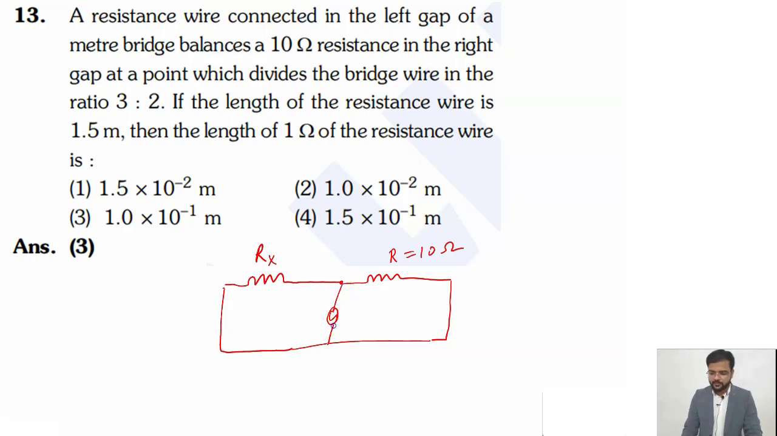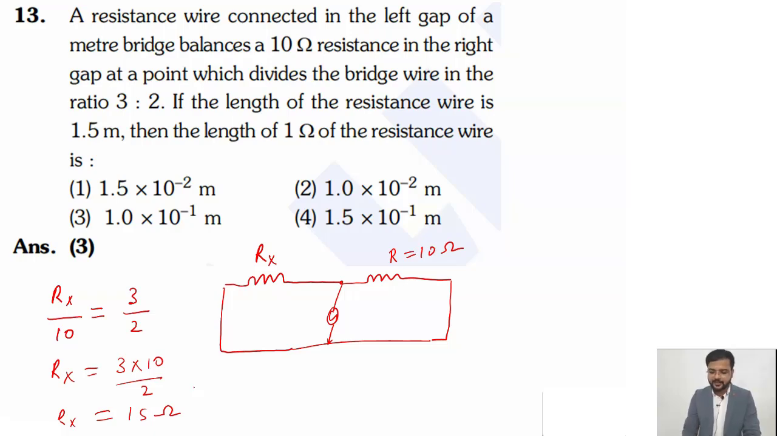Let's suppose here is a galvanometer. This is dividing the wire in a 3:2 ratio. So what can we write down here? We can write Rx by 10 equals 3:2 ratio. So from here Rx will be 3 into 10 by 2. So it will be the Rx value, the unknown resistance of the wire. The resistance is 15 ohm. This is what we are getting over here, correct? So 15 ohm we are getting over here.